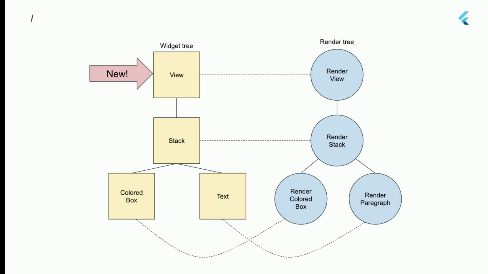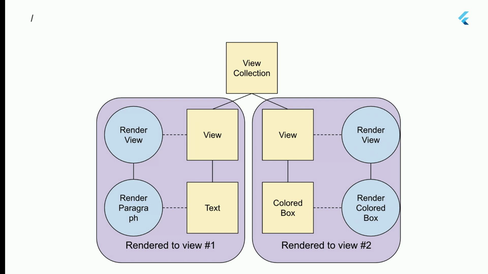Notice at the very top is this new view widget. So the view widget is responsible for doing two things. First, it bootstraps the render tree. And then second, it tells the render tree which view it should render itself onto.